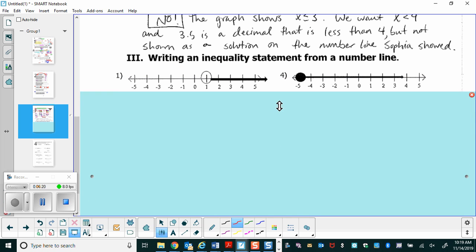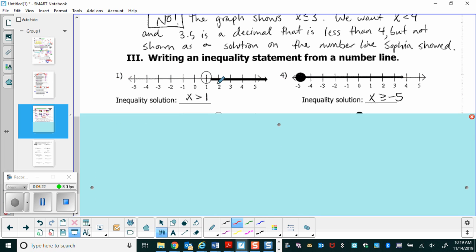Now what I'm going to do with this next little segment is show you guys just how to read the number line. And after this little part, you guys are going to be finishing up page 3 on your own and then working on page 4 independently. So for this one, you've got an open circle on 1, and we shaded everything bigger. So we start with x and we have that it's bigger than 1.